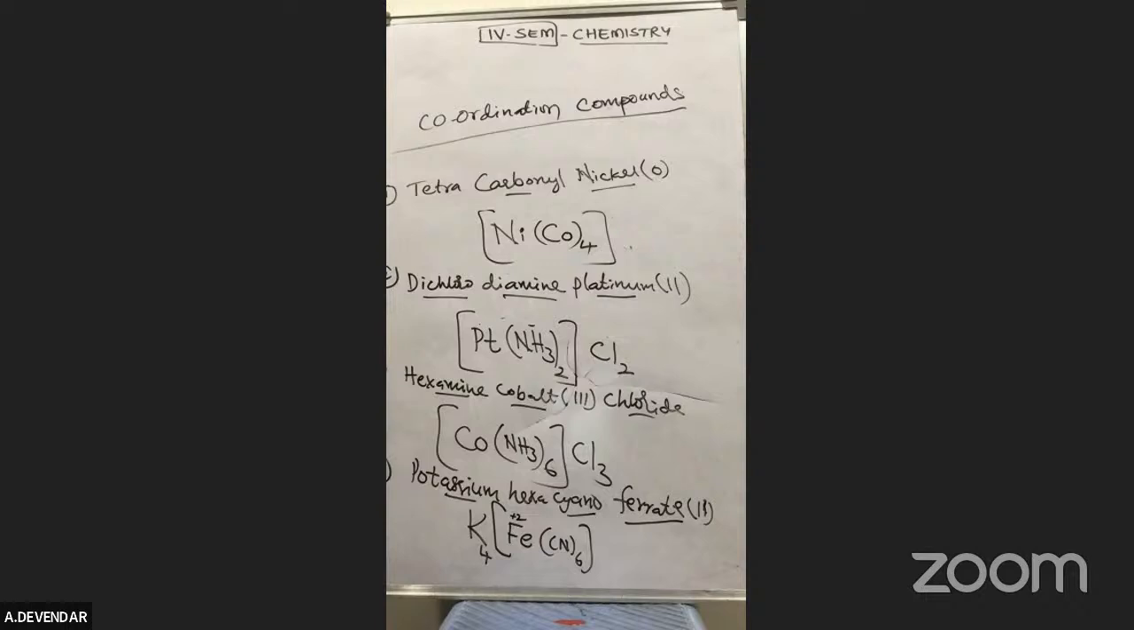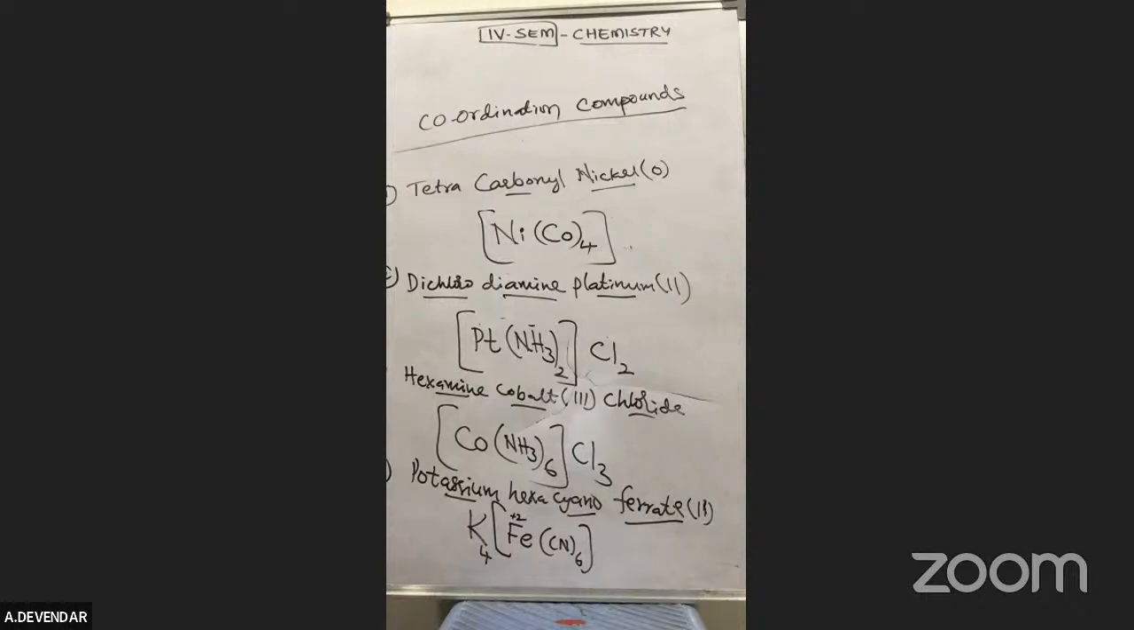And also, the last one, the sixth one, is given as hexaamine cobalt. Already you are having ethylenediamine chloride also given. Okay, such compounds are present, so it is better to practice these complex compounds.